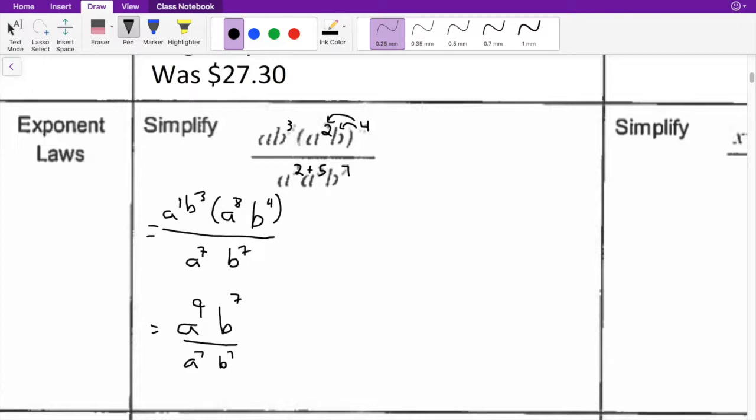Then we have a division, and divisions are subtracting. So right now we have a to the 9, a to the 7, so 9 minus 7 is going to be a squared. And we have b to the 7, b to the 7, so 7 minus 7 is going to be b to the 0. And anything to the power of 0 equals 1. Right? Now we don't have to leave that in there because anything times 1 is itself, so a squared times 1 is just going to be a squared.